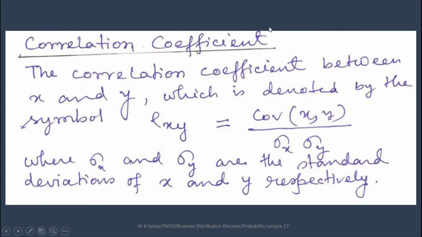Correlation coefficient. The correlation coefficient between x and y, which is denoted by the symbol rho xy, equals covariance of xy divided by sigma x sigma y, where sigma x and sigma y are the standard deviations of x and y respectively.